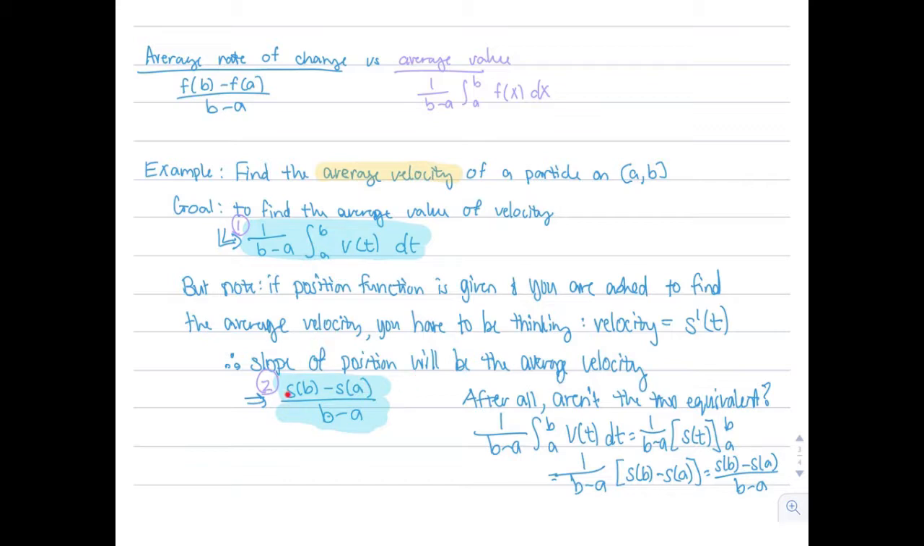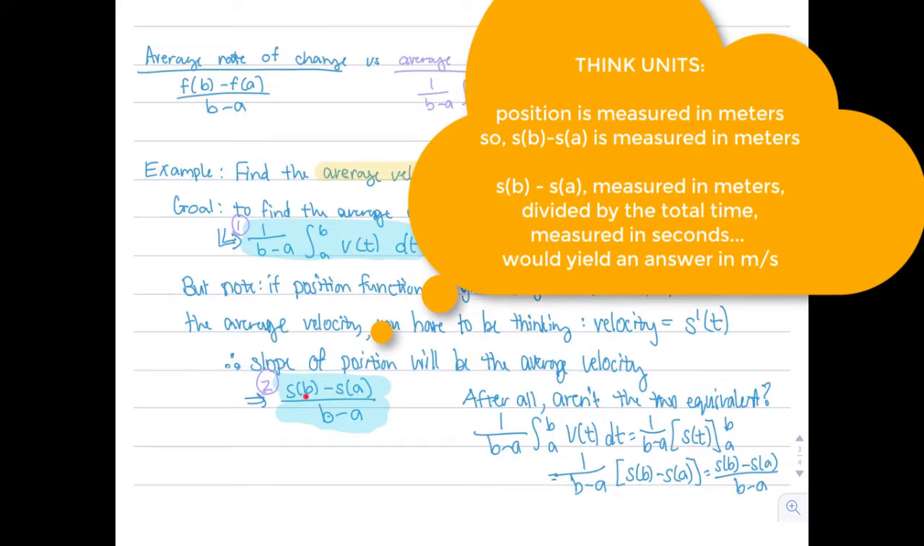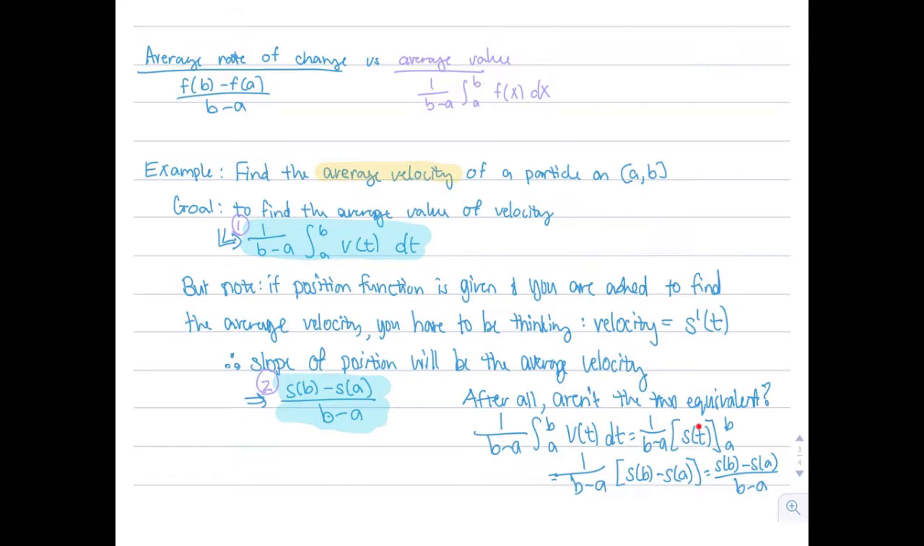And think about it, s of b minus s of a, those units are going to be in meters because that's the position function, and dividing it by b minus a, that's going to be a time. So you're going to get back to a meters per second type of thing. So that's going to give you the right units. After all, aren't they equivalent? Right? Look at it here.